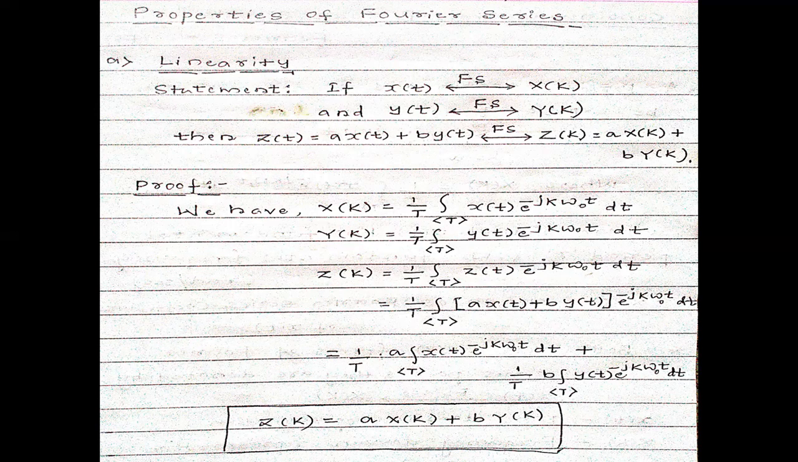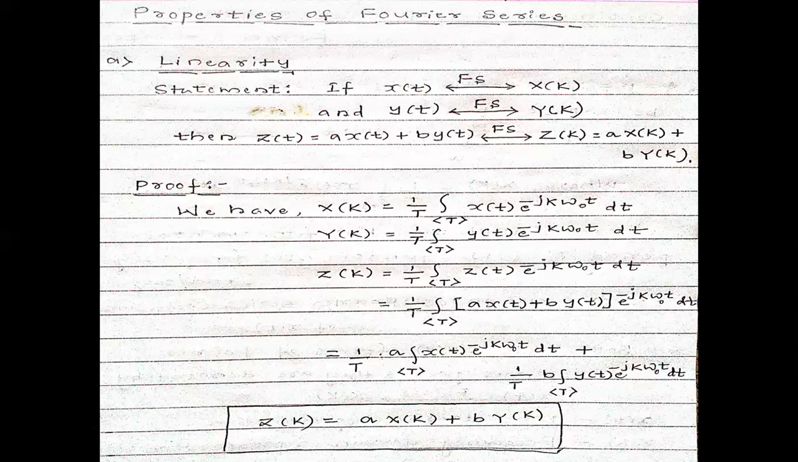Let us discuss the first property, which is linearity. We come across this word linearity many times from the first lecture in signals and systems. A system is said to be linear if it satisfies both homogeneity as well as superposition.